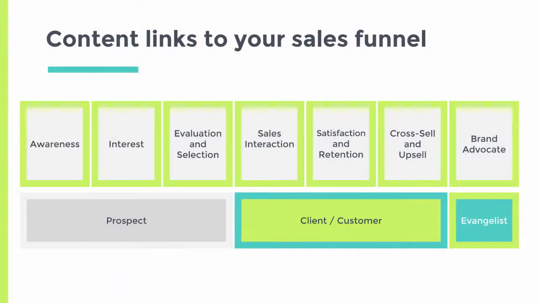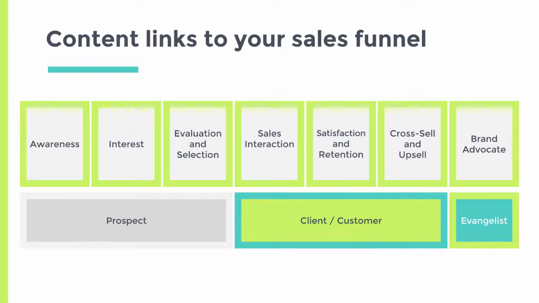Our sales funnel ranges from awareness, interest and evaluation, where the person's a prospect, to when they turn into a client, where they have sales interaction, satisfaction and retention, cross-sell and upsell, and then they turn into a brand advocate when they're actually shouting about our product and service through word of mouth.